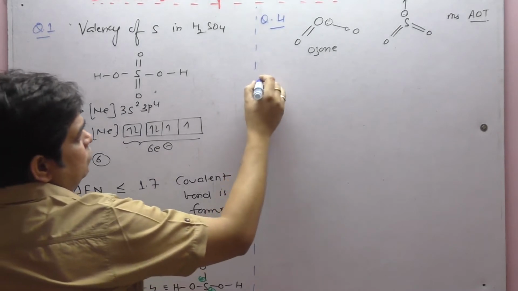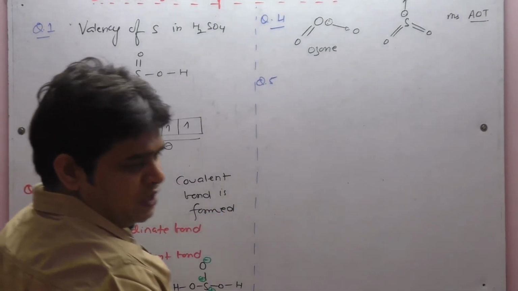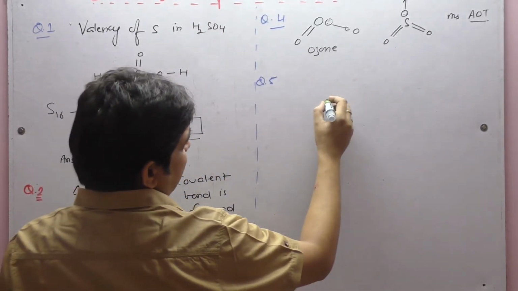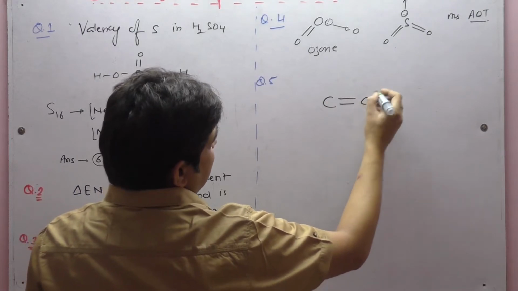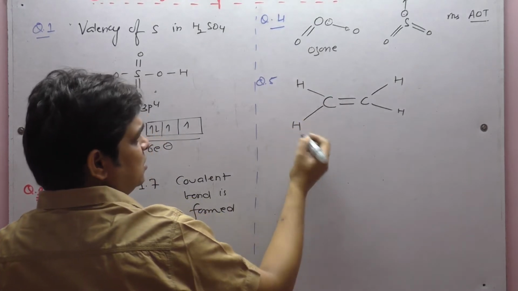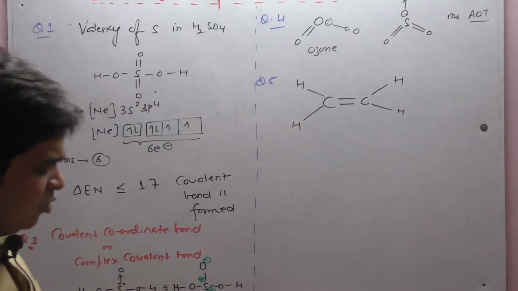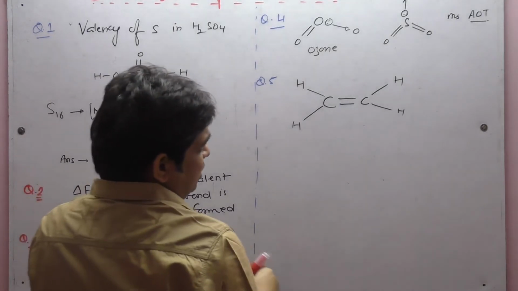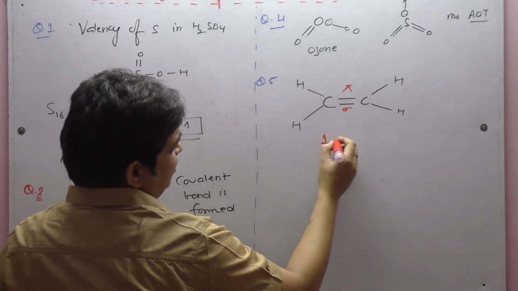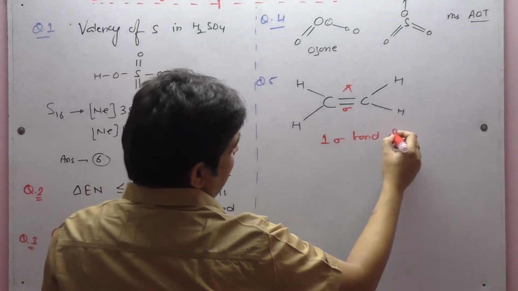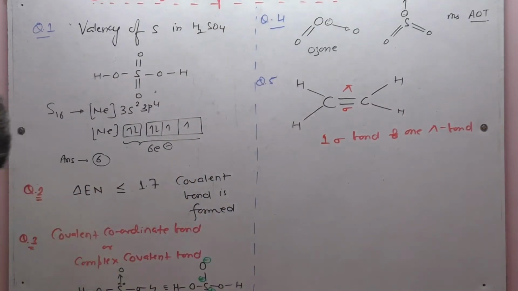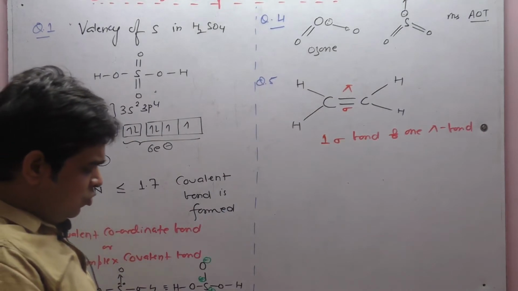Question number 5. In case of question number 5, you can see ethylene: C double bond C, with H, H, H and H. So we have the structure of ethylene, but in between the two carbons, one sigma bond and one pi bond is present. So we have one sigma bond and one pi bond in this question.